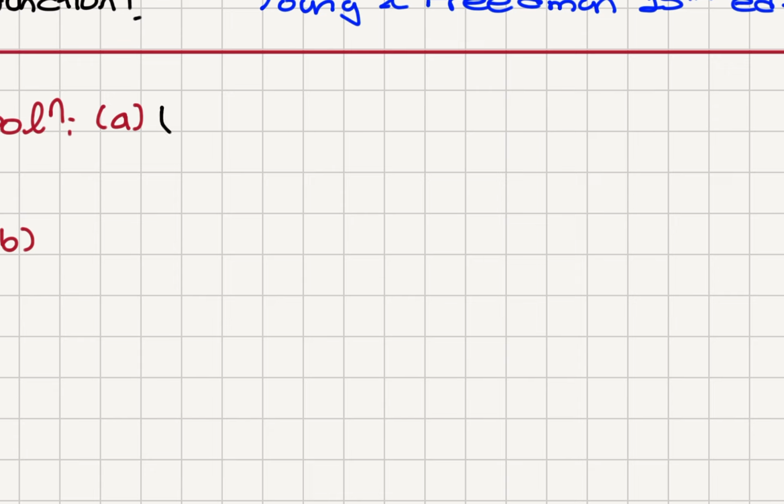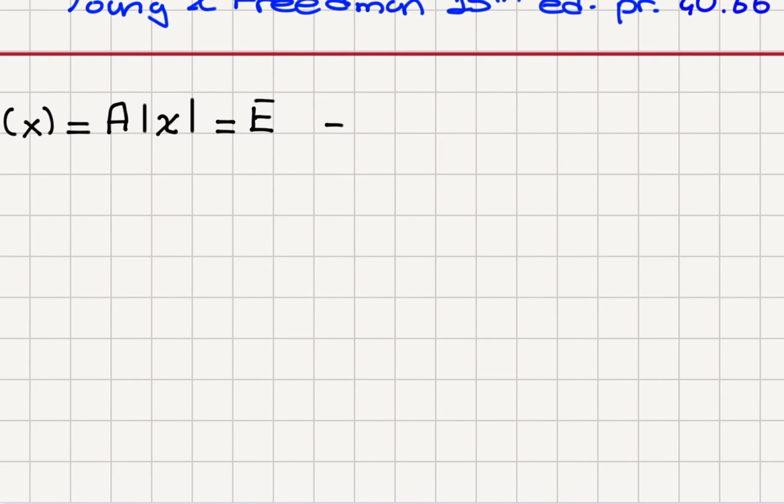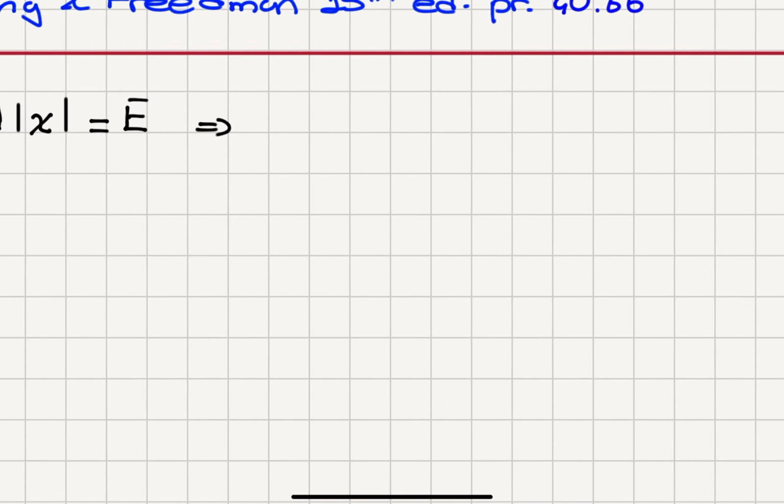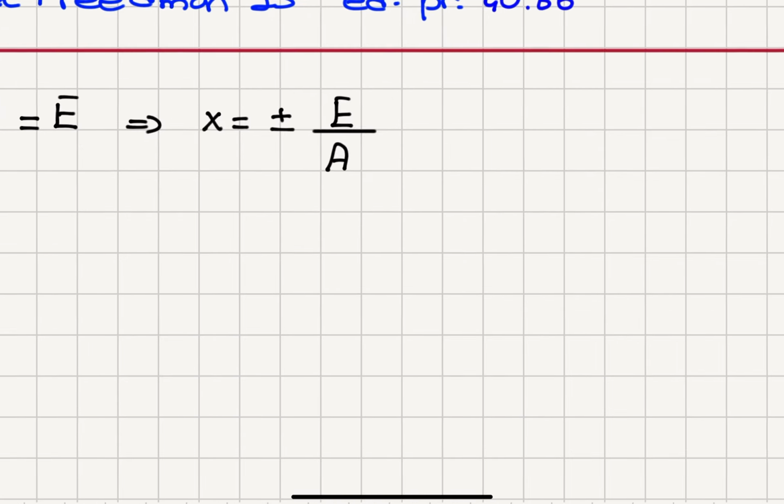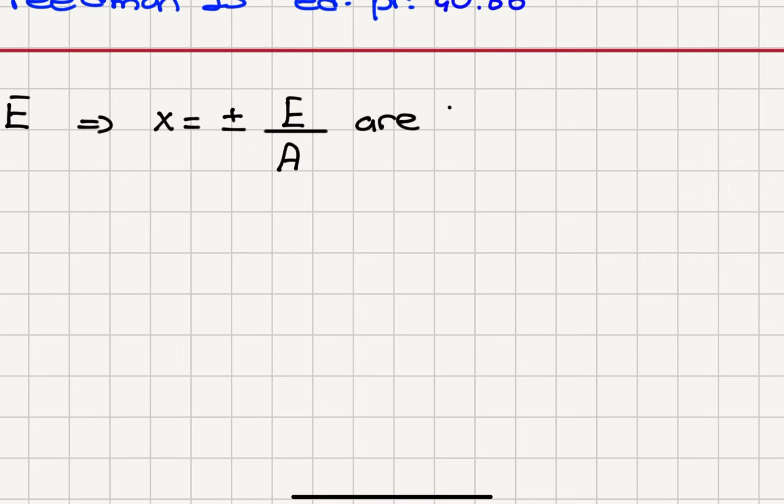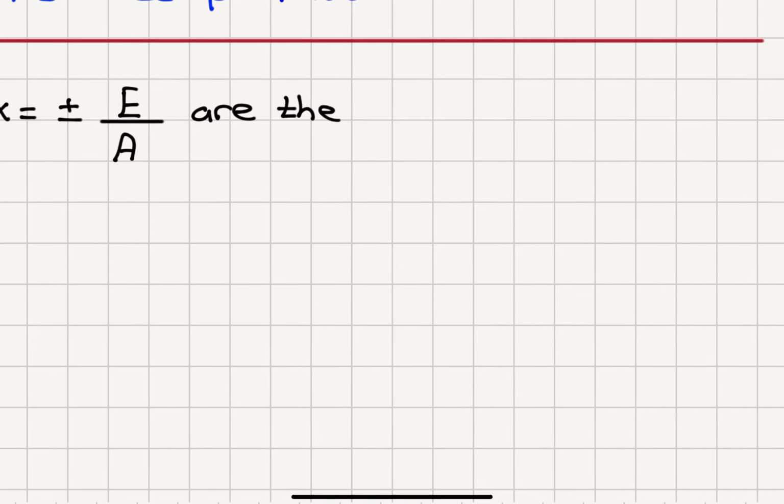Now we're going to require that the position-dependent potential energy, which is a constant A times the absolute value of x, is equal to the total energy, since the kinetic energy is zero. This will tell us that there are two possible candidates for x, plus or minus the total energy E divided by A. These are the classical turning points.